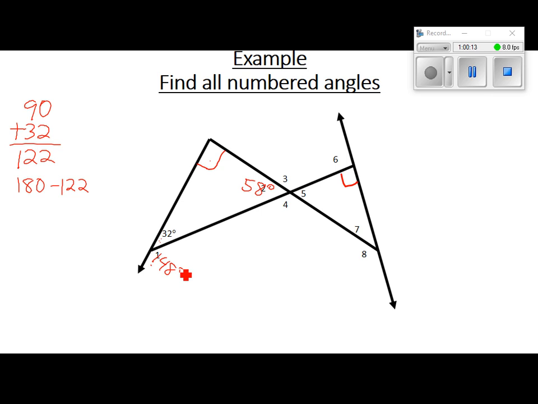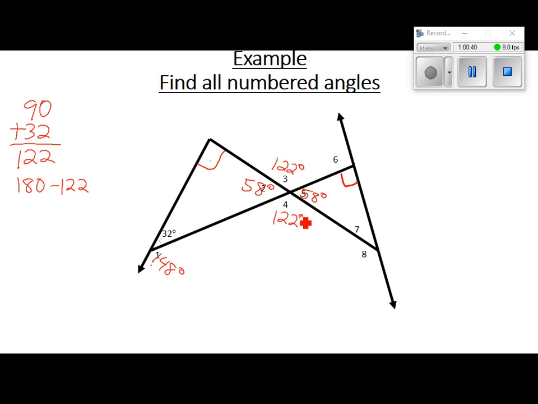Give me another angle we can find. Angle 5, what's angle 5? 58. How come? What kind of angles are those? Vertical. What do we know about vertical angles? They have to be congruent. Find me another angle. 3 and 4. What's 3? 122. Everybody agree with that? And then 4 is 122 also, those are vertical angles.